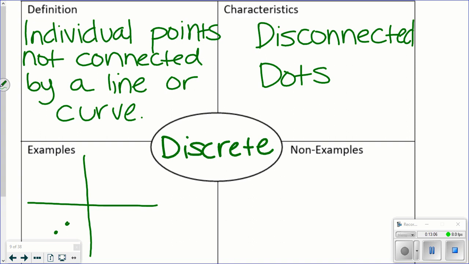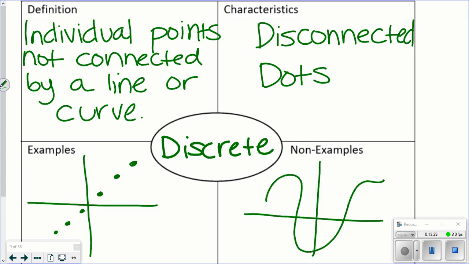So if my graph looks like this, it is discrete because there's individual points. There's no line, there's no curve. If my graph looks like that, think about there's so many dots, so many points along this line that are connected by a curve, so that does not work. This is a continuous graph, not discrete. Okay?